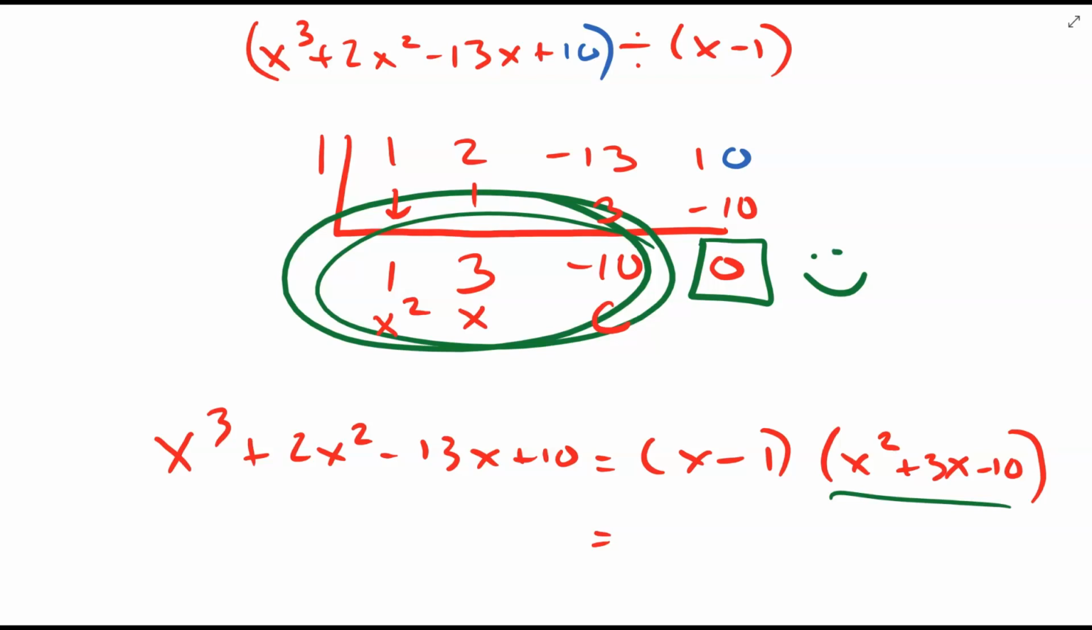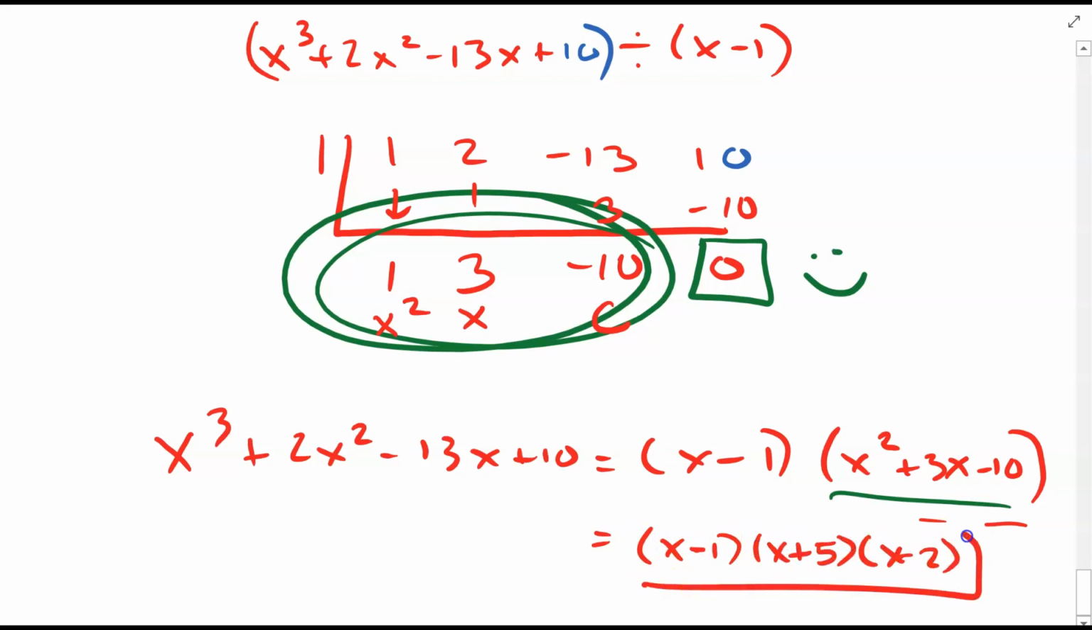Well, since it's a quadratic and its leading coefficient is 1, I would just need to find two numbers that multiply to give me negative 10 and add to give me positive 3. Are there two numbers that do that? 5 and negative 2. So my two factors would be x plus 5 and x minus 2. So that's my final answer. Everybody okay there? Okay.